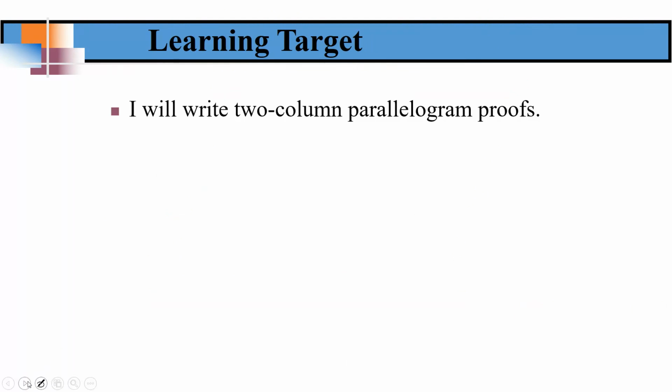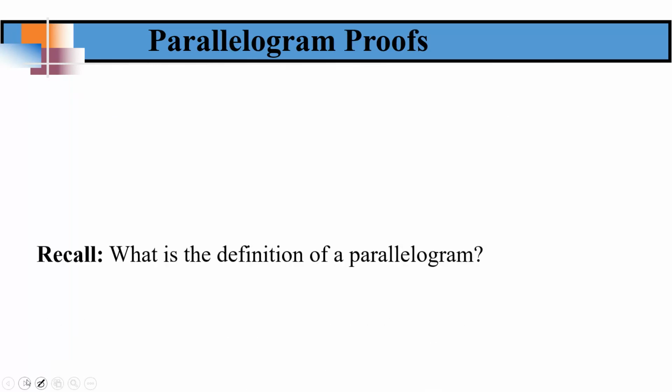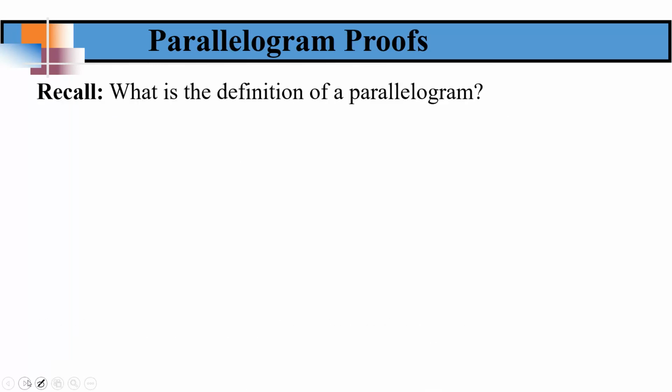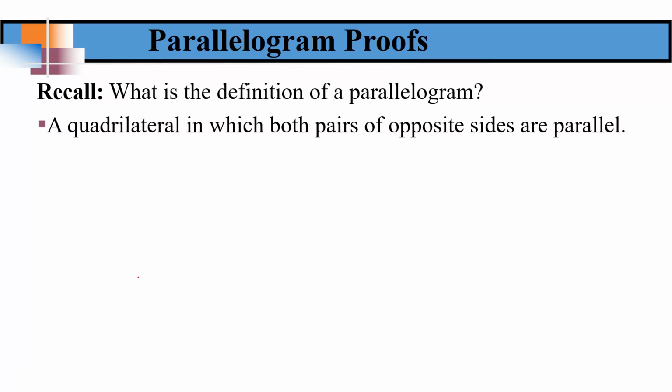So before we begin, let's just recall our definition. What is the definition of a parallelogram? And you can write this down in the blank. A quadrilateral, that means four-sided polygon, in which both pairs of opposite sides are parallel. This is what we're going to base the majority of our proofs on. In order to prove that something is a parallelogram, we're going to have to establish that both pairs of opposite sides are parallel. All right, let's go ahead and start the first example then.